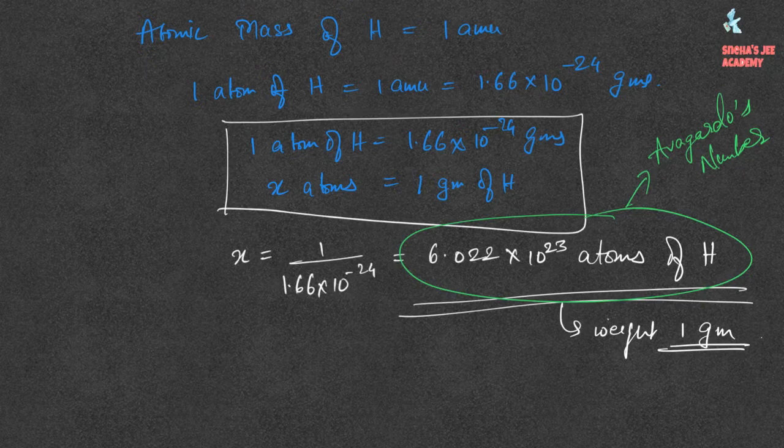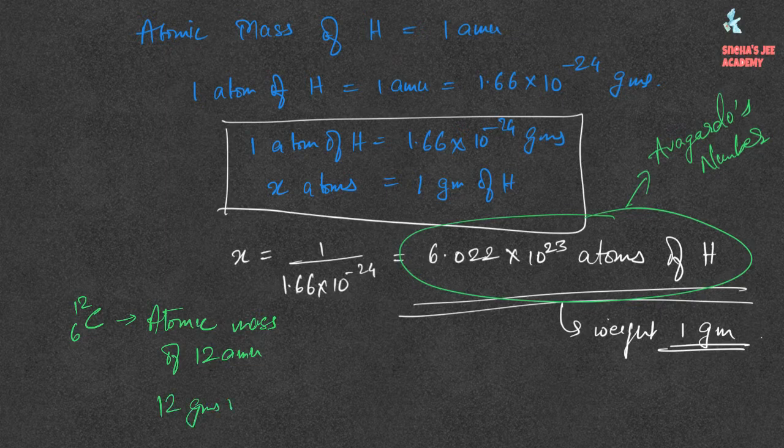So let's consider carbon. Carbon is C-12, with atomic number 6 and atomic mass of 12 AMU. Okay, but to get 12 grams of carbon, how many atoms would I require? And the answer is you will require Avogadro's number of atoms.